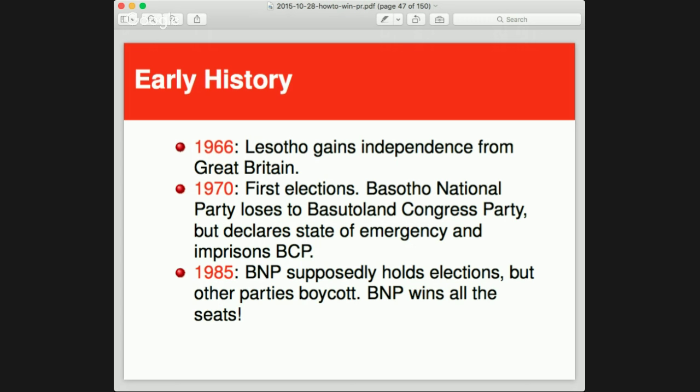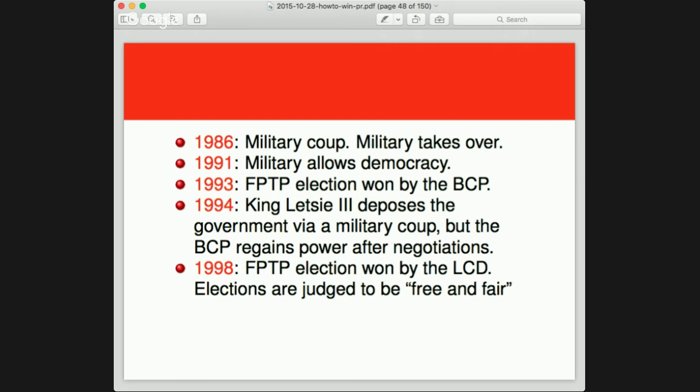There was a military coup. The military took over, still no elections. 1991, there was a change of power, and then the military said, yes, there should be elections. So in 1993, there was a first past the post election, because that serves us well in many countries like the UK and the US and Canada, and it was won by the opposition, the BCP. 1994, another coup having to do with kings and sort of succession rights.